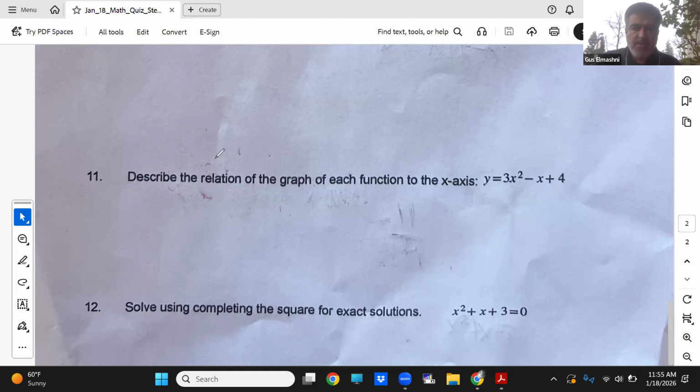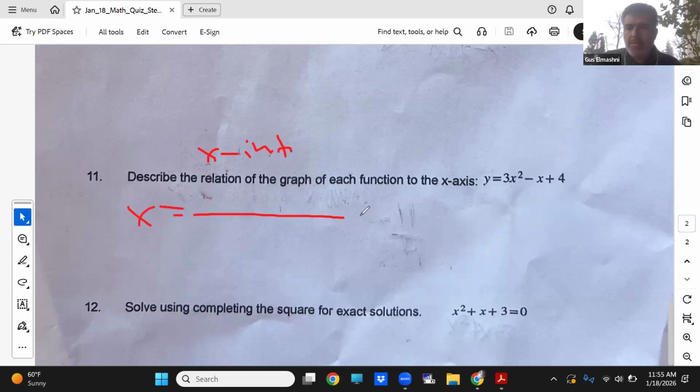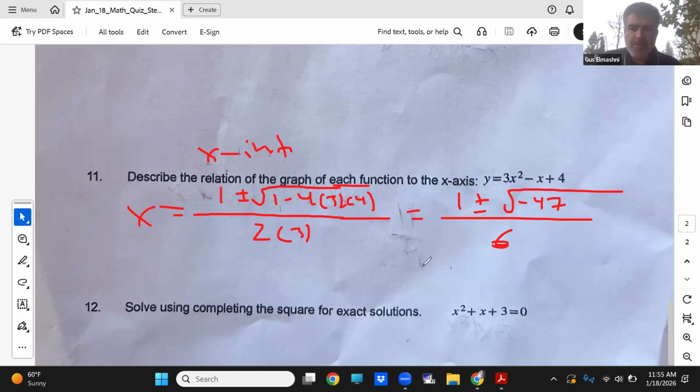So yeah, you just have to determine the x-intercepts for 11. Completing the square is a little tricky when the a value is not 1. I'm not going to do that. You guys are in an Algebra 2 class, so I don't think we really need to venture into that. But if we do the quadratic formula, yeah, you have no real solutions. So no x-intercepts.